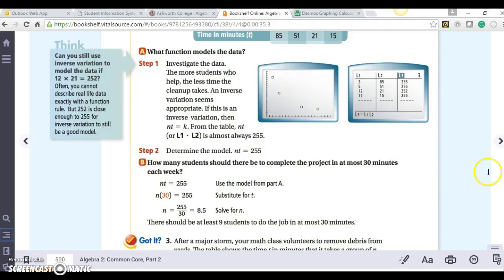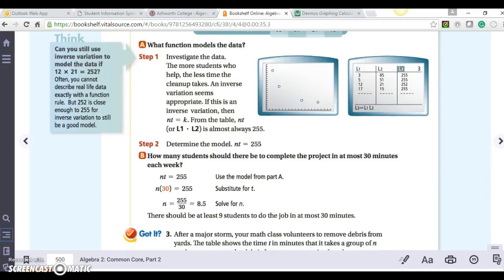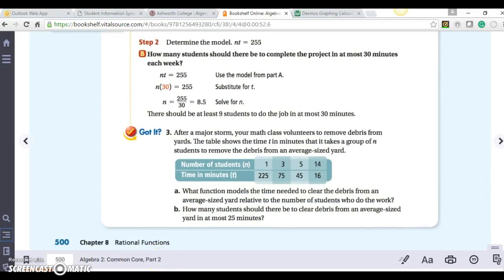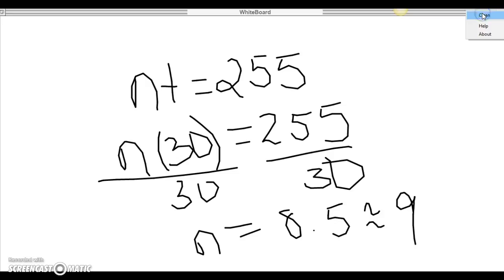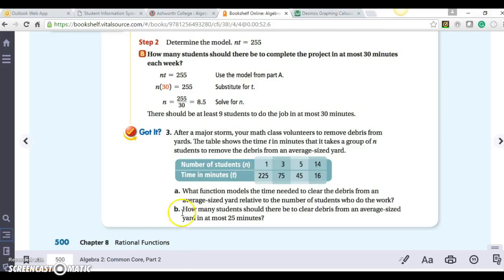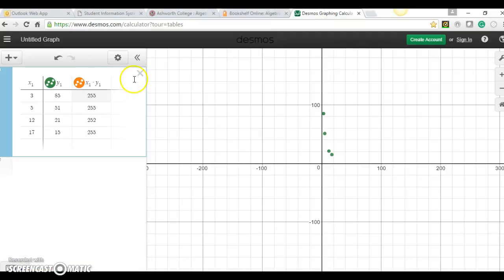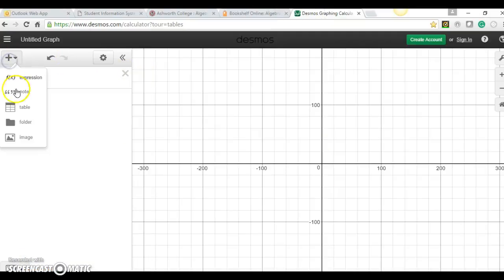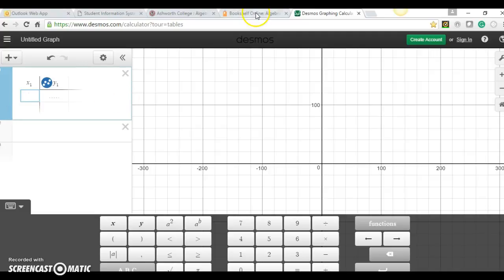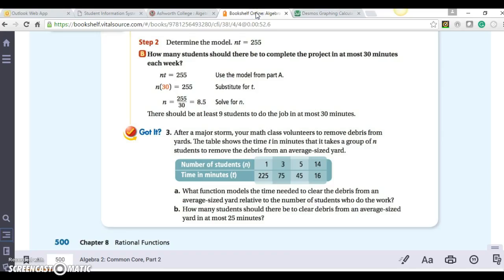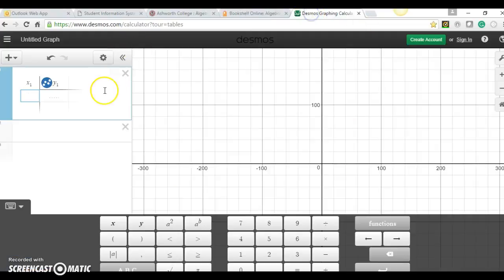Alright, so now let's do another problem. Let's look at Got It 3. Let me clear my board. And let me get my new chart. Just add table. And it says, after a major storm, your math class volunteers to remove debris from yards. The table shows the time, T, in minutes it takes for a group of N students to remove the debris from an average size yard. So we'll put in 1, 3, 5, 14.